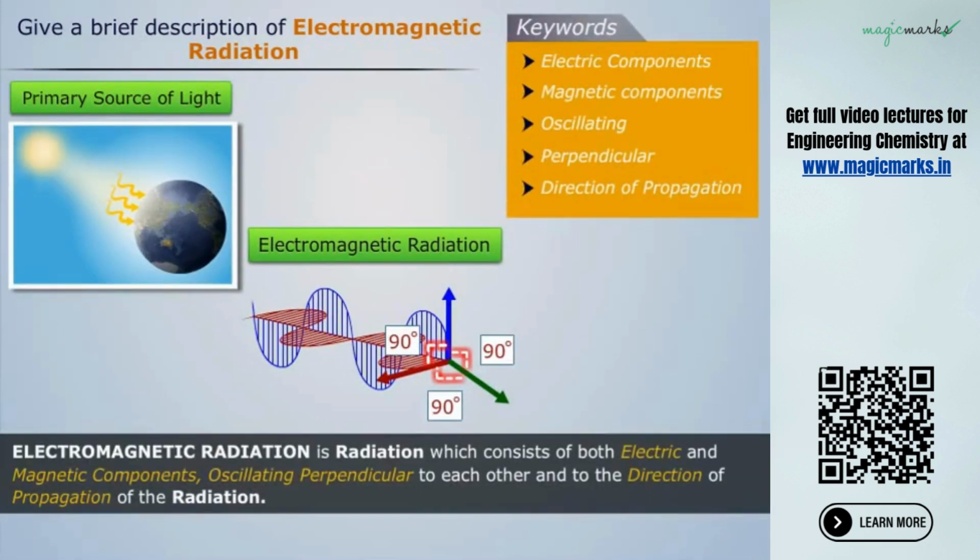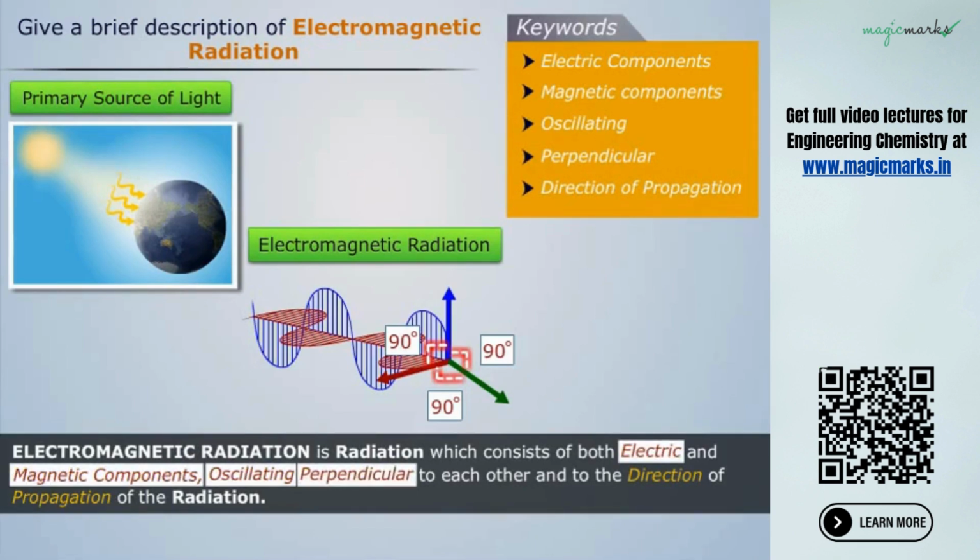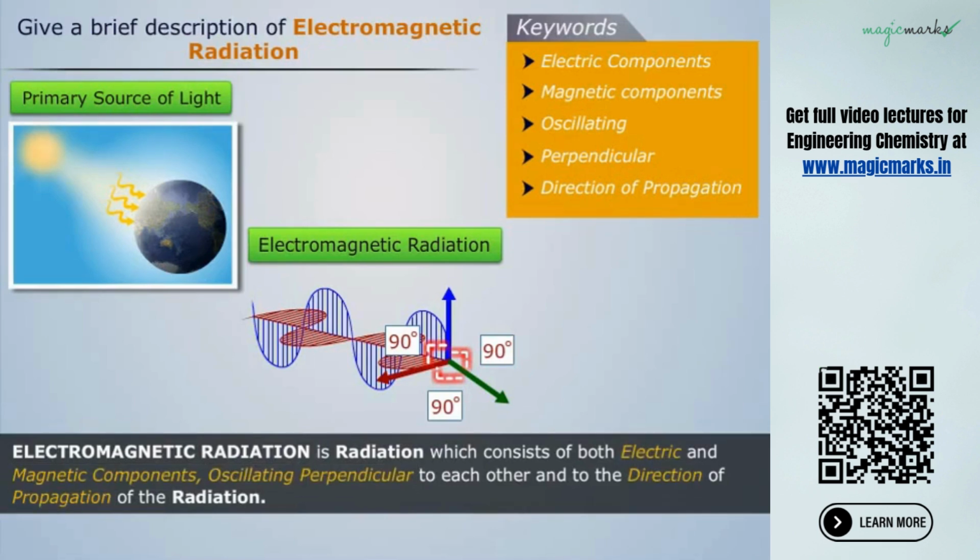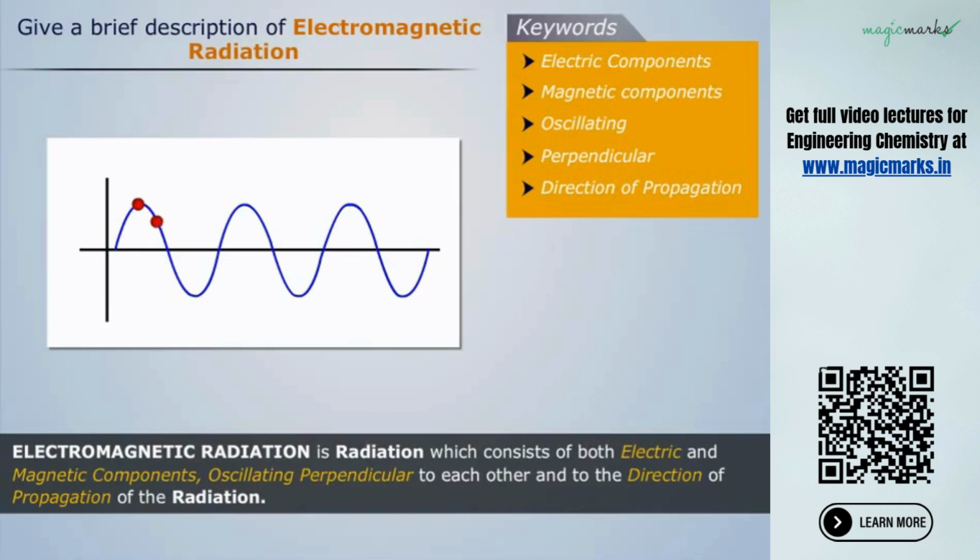Thus, electromagnetic radiation is radiation which consists of both electric and magnetic components oscillating perpendicular to each other and to the direction of propagation of the radiation. Electromagnetic waves travel in the form of waves similar to that of ocean waves. These waves have peak points known as crests and bottom points known as troughs.